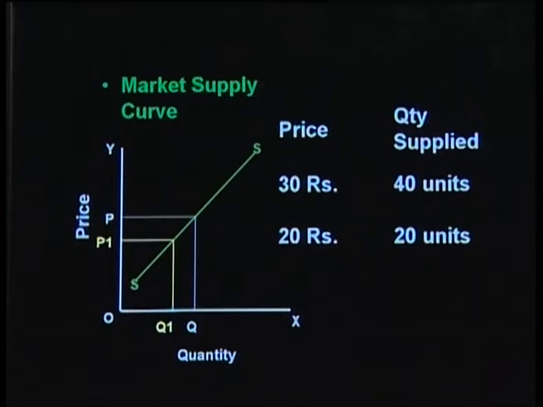This will be more clear with the help of a table. As you can see, when price is 30 rupees, quantity supplied by the suppliers is 40 units, and when price reduces to 20 rupees, the supplier reduces the quantity supplied to 20 units.